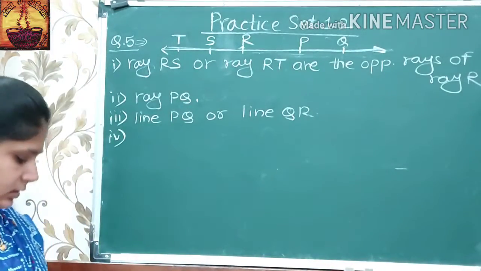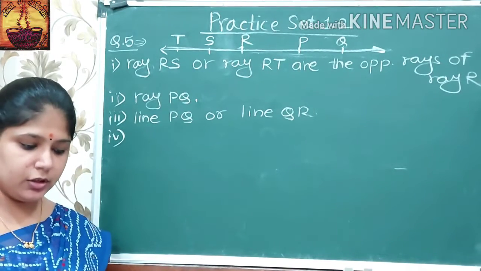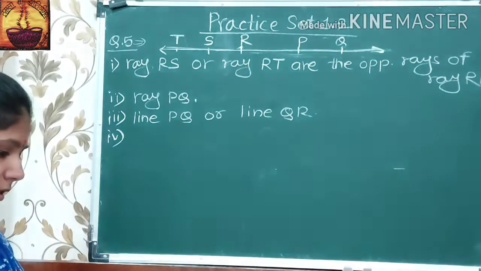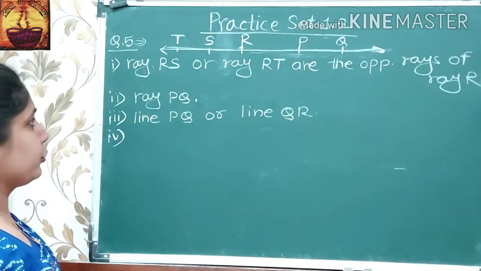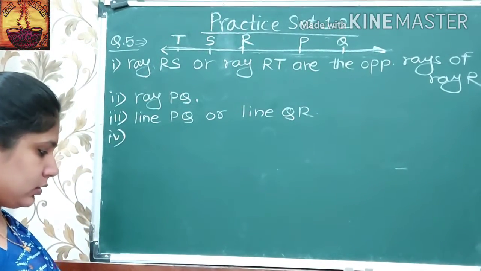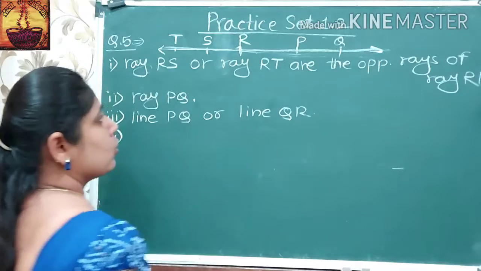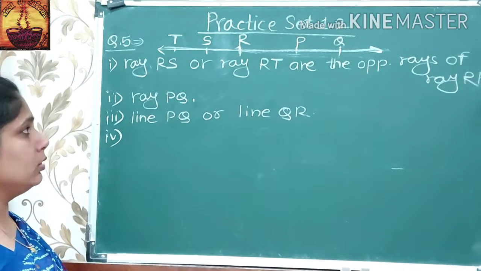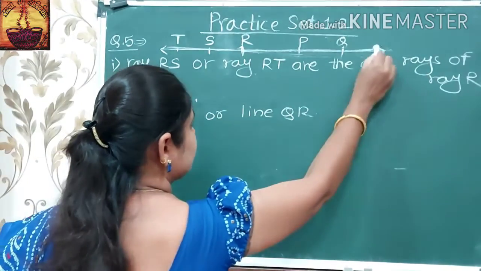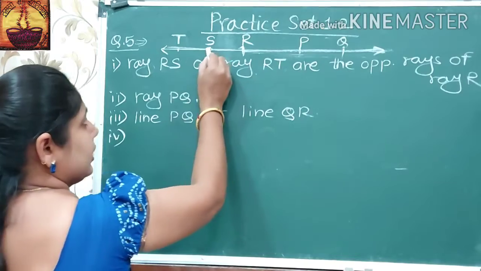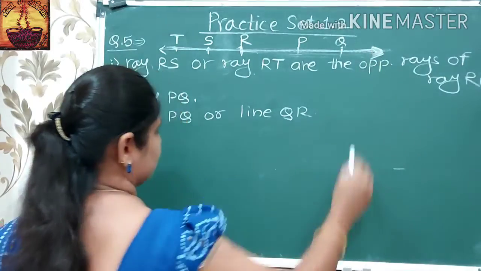Now, the fourth question is, state the rays of which segment QR is a subset. The rays of which, it means that QR, ray QR, segment QR, they said. Segment QR can be a subset of which rays? So segment QR can be a subset of ray RQ, a subset of ray SQ and a subset of ray TS.